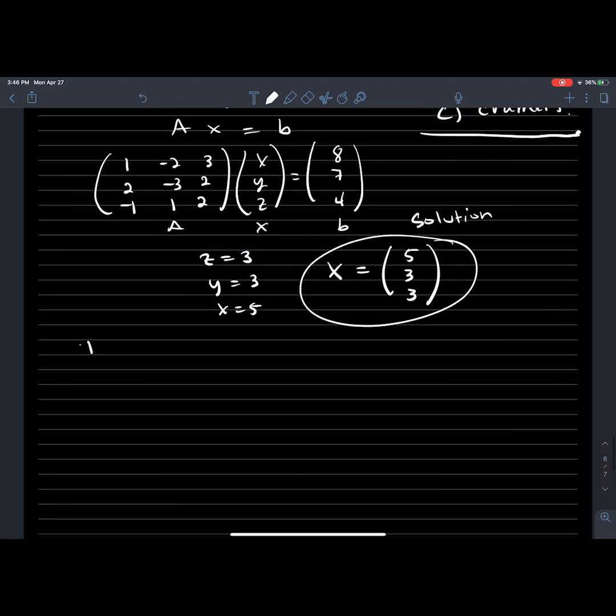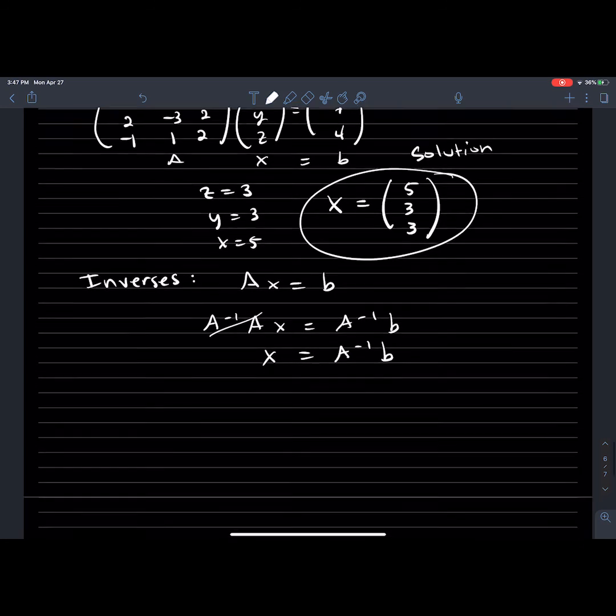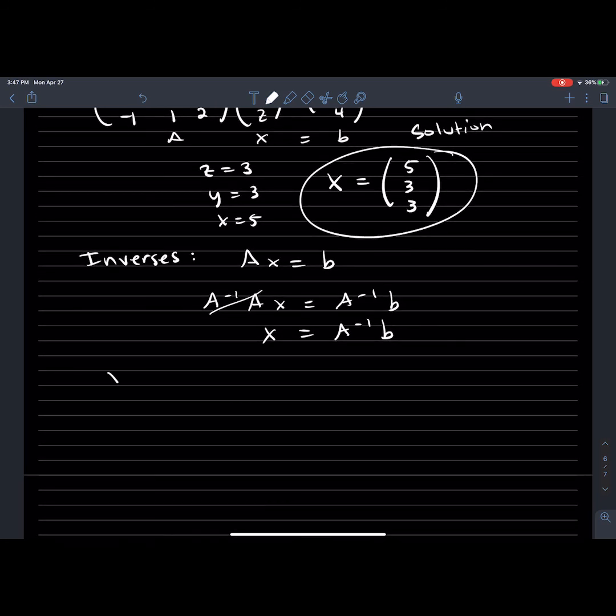And now inverses. For inverses, again, it's so simple. If you forget what the formula is, you don't have a formula to memorize. You see we have AX equals B. I left multiply by A inverse, and then I get X, because that cancels, that's I, equals A inverse B. So there's our formula. All we have to do, such a simple little thing, is to find A inverse.